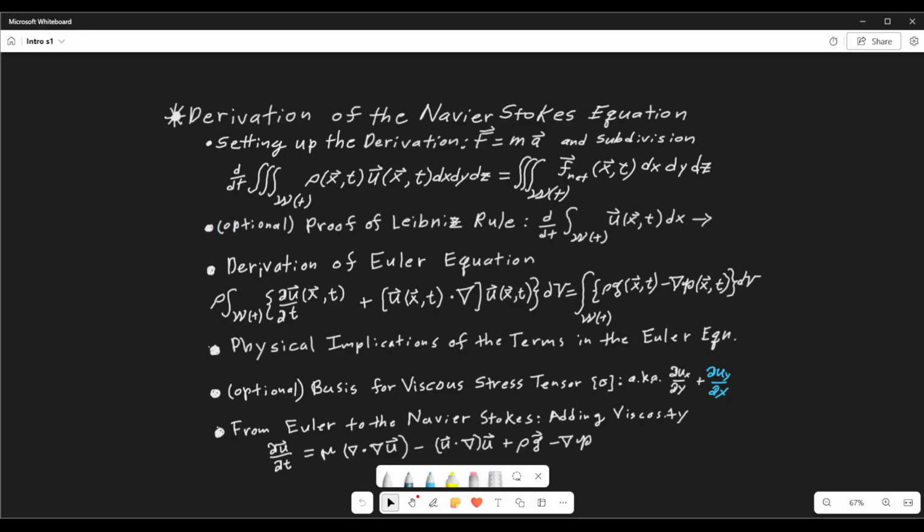Then I also have an optional part, which is the proof of the Leibniz Rule, which is necessary to solve derivatives like this one, where the integrand actually is dependent on the time. Then after that, it goes through the derivation of the Euler equations, which are basically a predecessor of Navier Stokes.